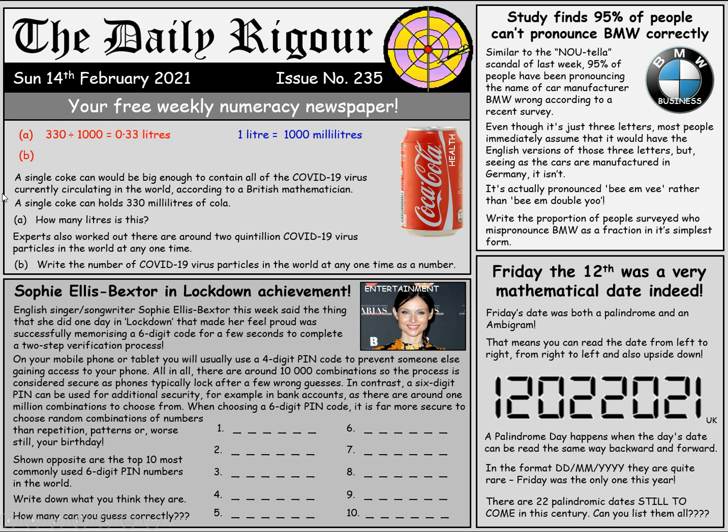So experts have also worked out that there are around 2 quintillion COVID-19 virus particles in the world at any one time. So we have to write this figure as a number. Well, obviously it's going to start with the number 2. Now, all these big fancy words are all to do with groups of 3 zeros. So if we add 3 zeros, that's going to be 2000. And if we add another 3 zeros, that would be 2 million. And if we add another 3 zeros, then that's going to be 2 billion.